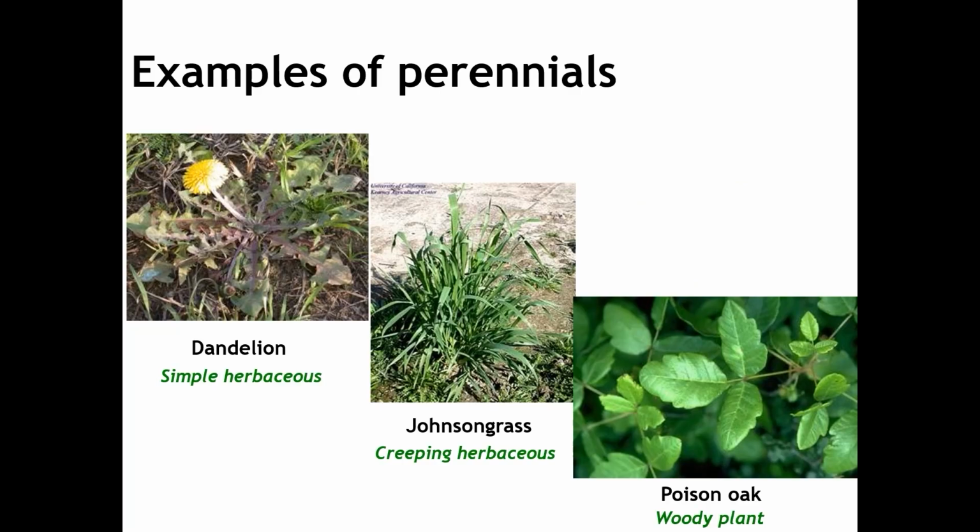Perennials, on the other hand, take more than 2 years to complete their life cycle. There are 3 types of perennials: the simple herbaceous type, which would be something like dandelion. Then we have Johnson grass, which has been classified as a creeping herbaceous, and something like poison oak, which is a woody plant. All of these are perennials, and they have different modes of reproduction other than the seed.